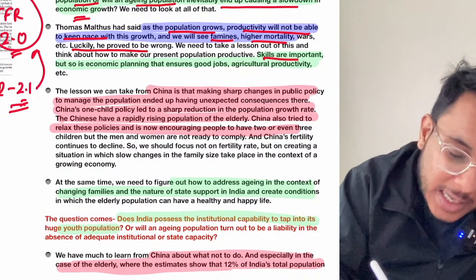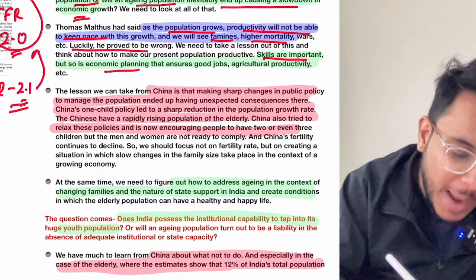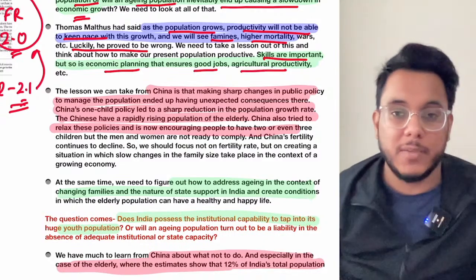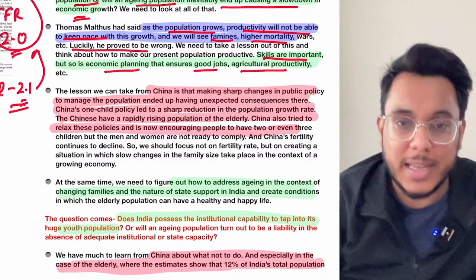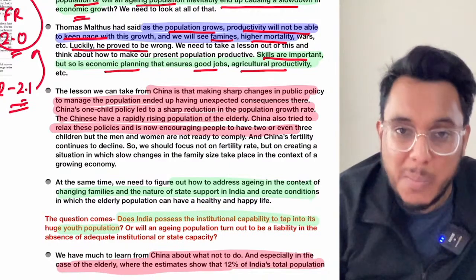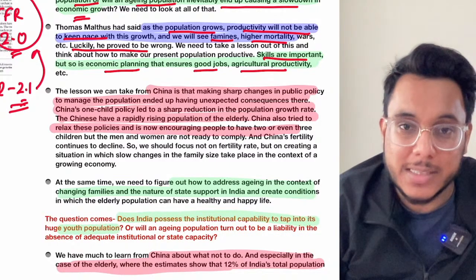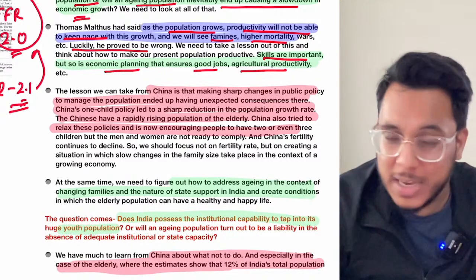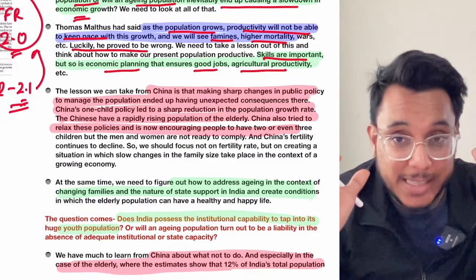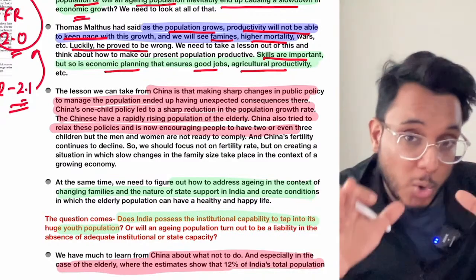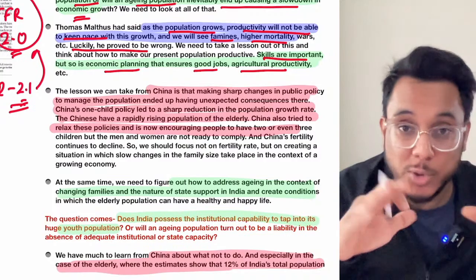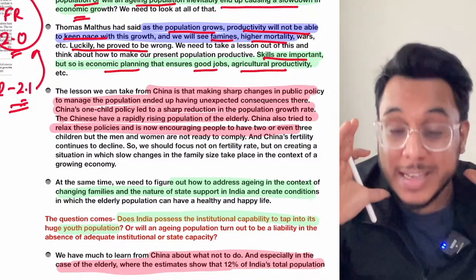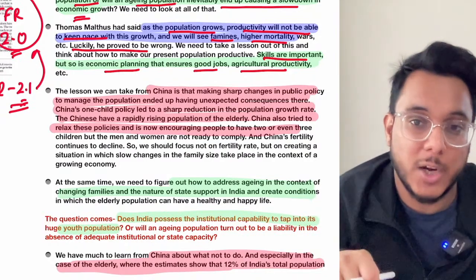The article is saying that today skills are important, but economic planning is also important, because it is what will deliver good jobs, agricultural productivity, and all such things. Now what the article is simply saying is that populations are changing. India will have a large population, and at the same time India will also have an old population. Not only India, the world will have an old population. So we need to figure out how this population will be used effectively. We need skills, and we need planning for such a thing.